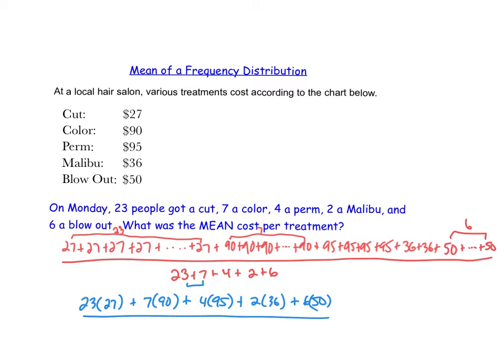23 and 7 is 30. 4 plus 6 is 10, so that'd be 40. Plus 2 is 42. So it's really doing what we did up there in red, except I'm just making it a little bit more concise. So let me plug this in my calculator. And when I do that, I get 2003 on top over 42, which is about 47.69.